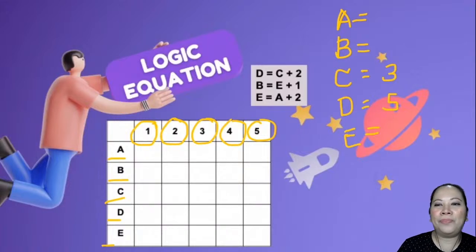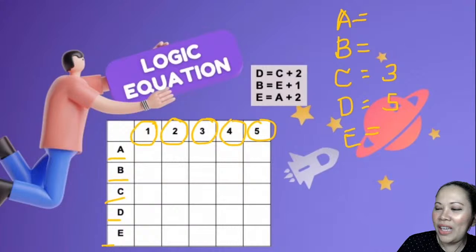Come on, you can do it. E is 5. A is 3. No. You can only use the number once. This is already correct. C is no. You cannot use it again. So let's say C is 3. So 3 plus 2 will be your 5, your D, which is 5. Do you get what I mean? So you can only use 1, 2, 3, 4, 5.